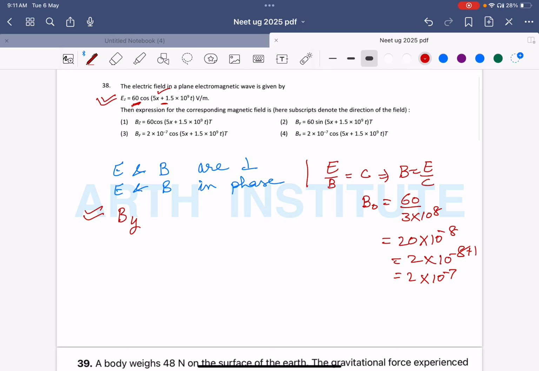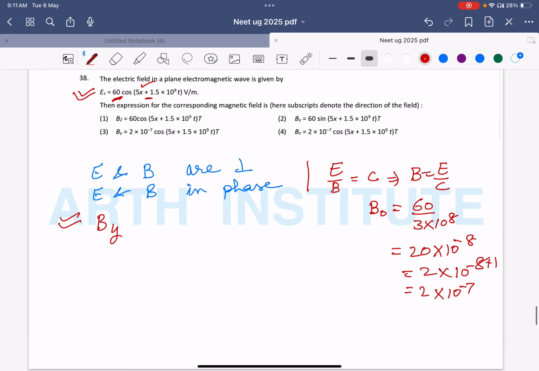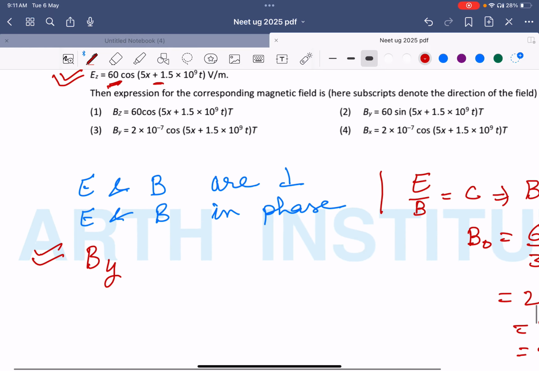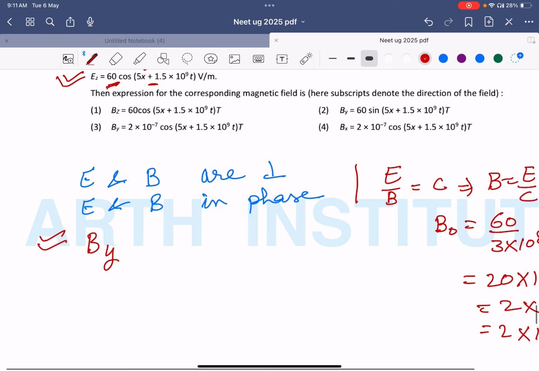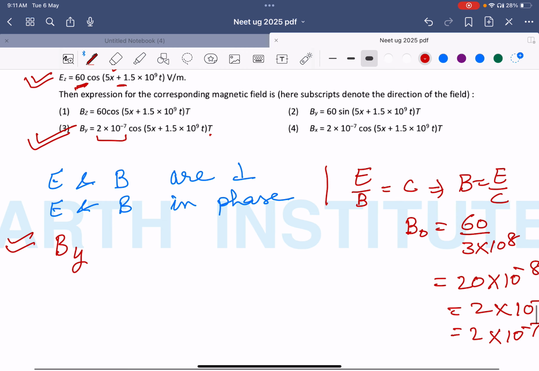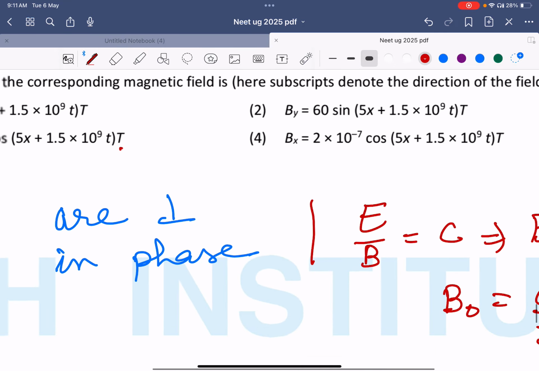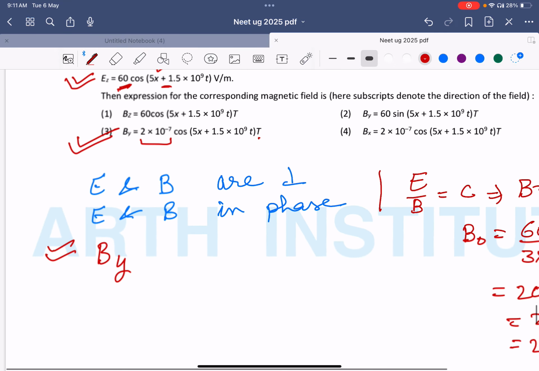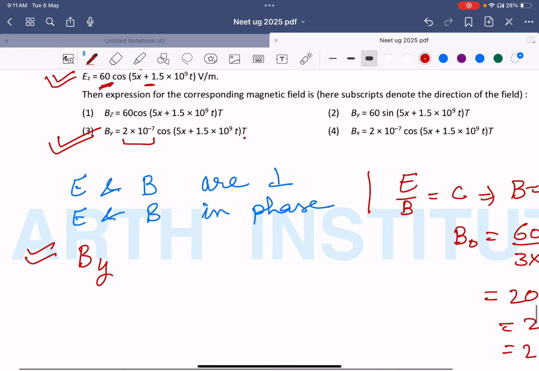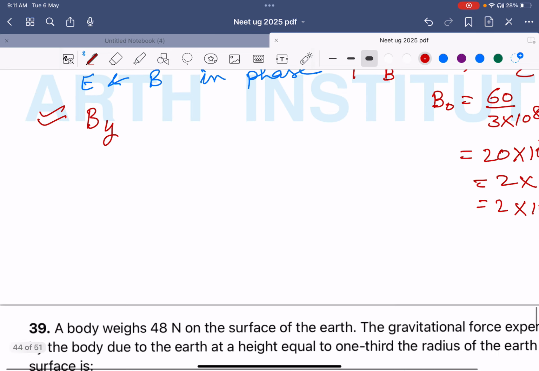But then B should be along the Y direction, and this third is the correct answer, because here the magnitude of B is 2 into 10 to the power minus 7 Tesla, and the magnetic field is along the Y direction. Although here also the magnitude is the same, but here B you can see is along the X direction, but E and B should be perpendicular. So the correct answer is third. So this is also a moderate question.